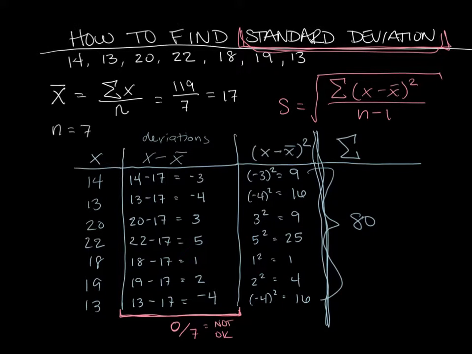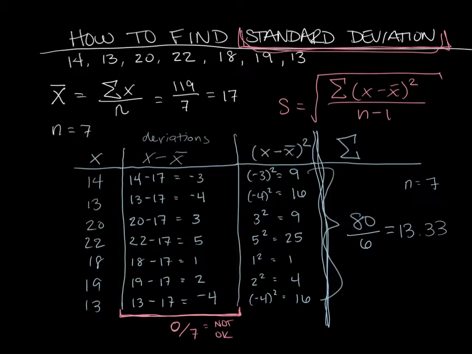So now, instead of dividing by, we already know that n equals 7. So instead of dividing by 7, though, we're actually going to divide by n minus 1, so that would give us 6. And then 80 divided by 6 gives us 13.33, approximately. Now, that takes care of adding them all up and dividing by how many there are.